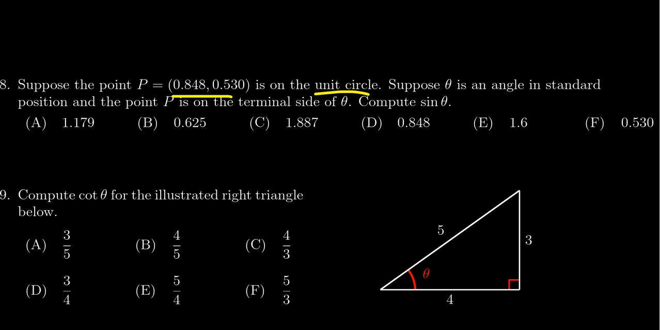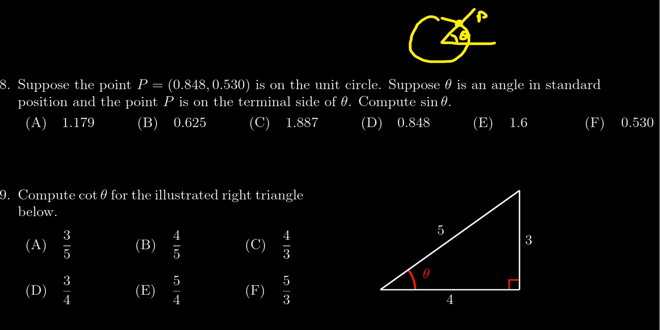Suppose that theta is the angle in standard position and terminates with the point P. We want to then compute sine theta of that angle right there. So the thing to remember here is with the unit circle, if we have our picture, it would look something like this. Here's our point P, here's our theta right here.